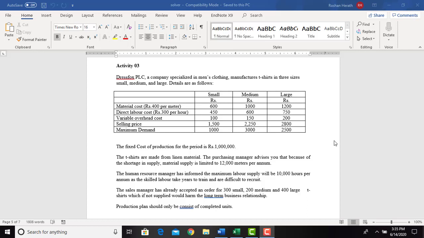Let's continue from where we have stopped. So far we have managed to discuss activity 1 and activity 2 of the solver. Now we are going to have a look at an exam type question.